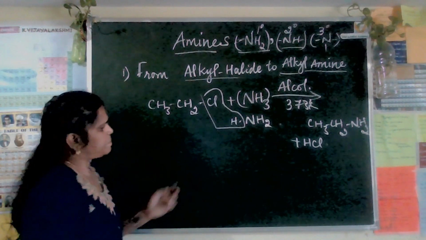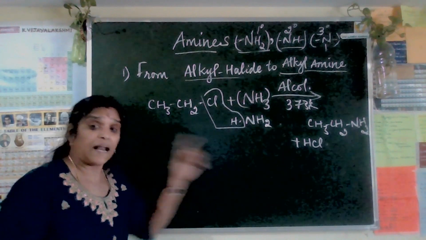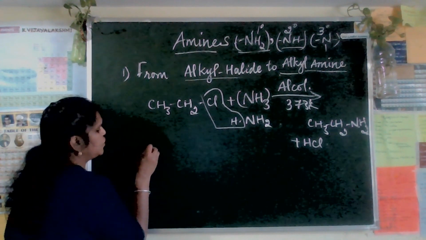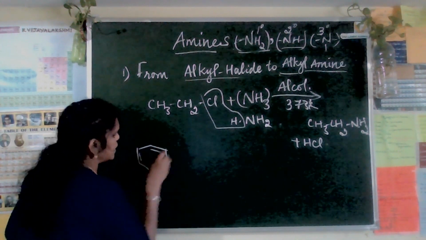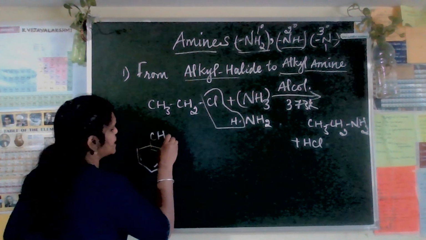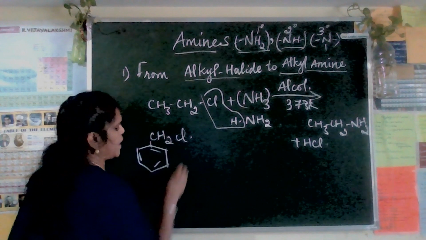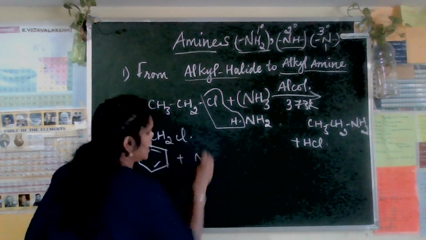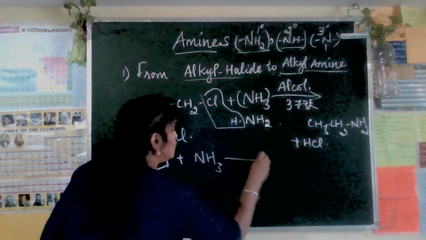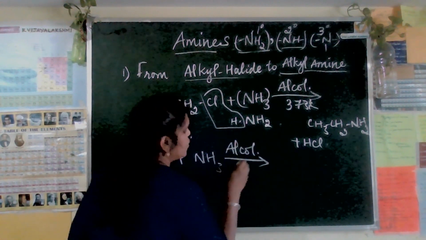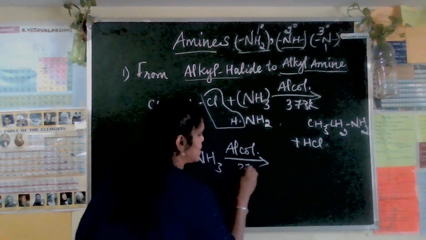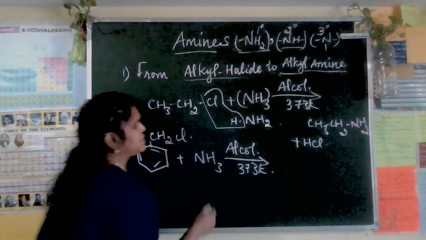Now the next one. This was alkyl halide; aryl halide, or rather benzyl halide, we can also go for. Benzyl halide, CH2Cl, combined with the same alcoholic ammonia in a sealed container at 373 Kelvin, the same thing.